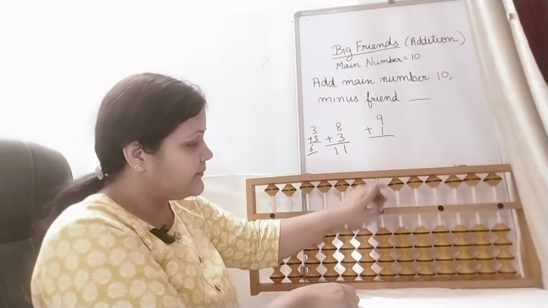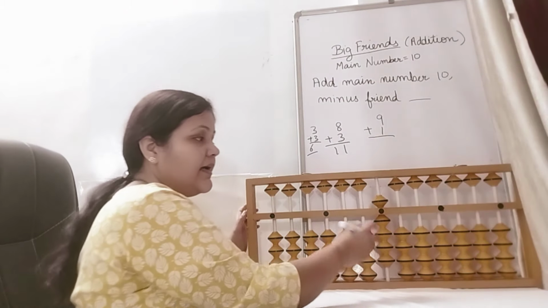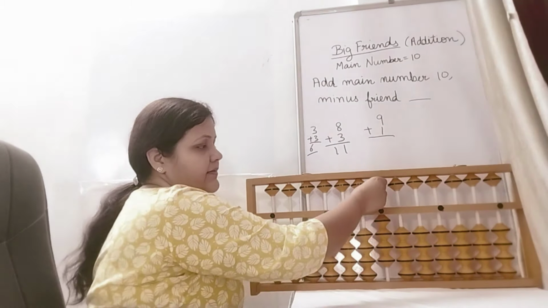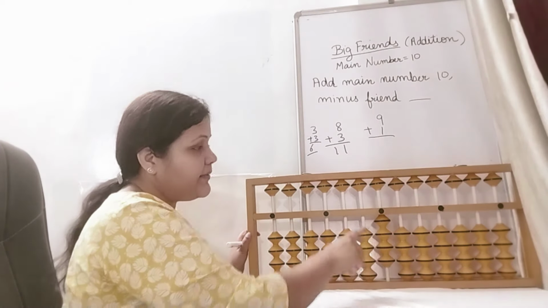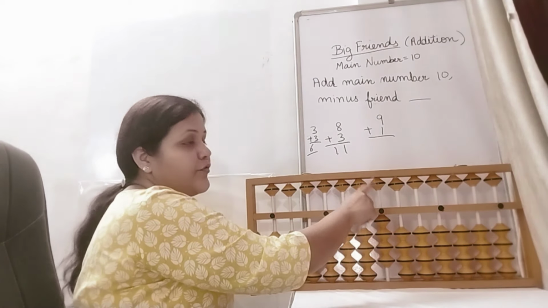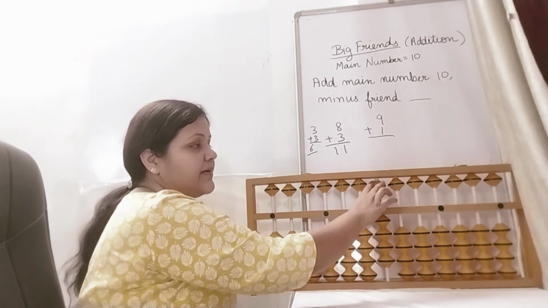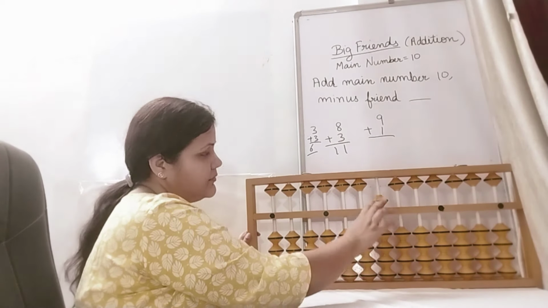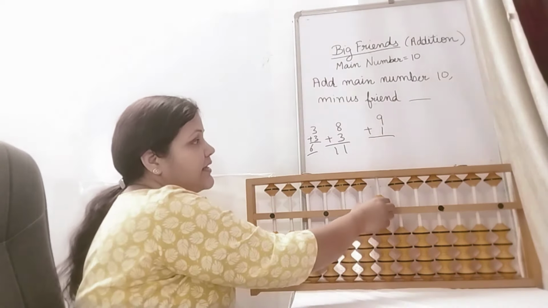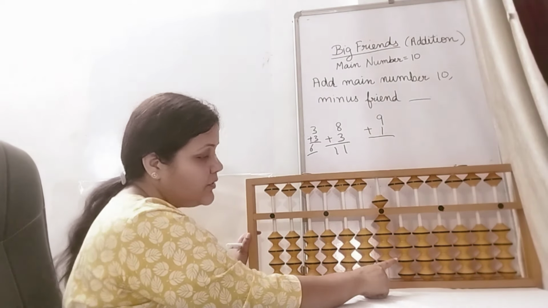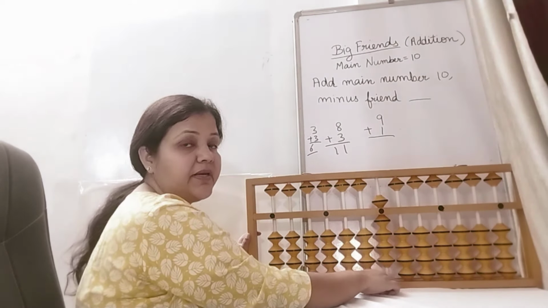9 plus 1. If it is 4 plus 1, then I can use small friend because my 5 is free. 4 plus 1 means 4 is there. To add 1, we'll add the main number 5 minus 4. 4 plus 1 becomes 5. But here the question is 9 plus 1. I cannot add 1 directly because I don't have a bead here.